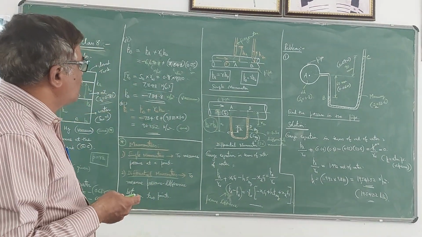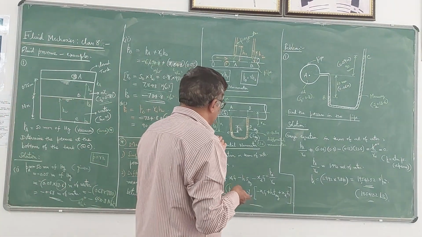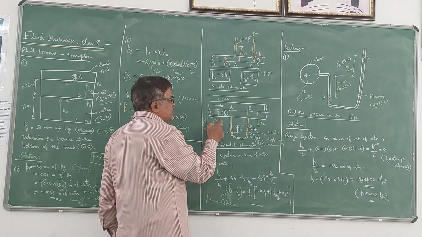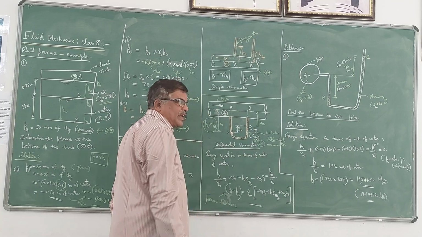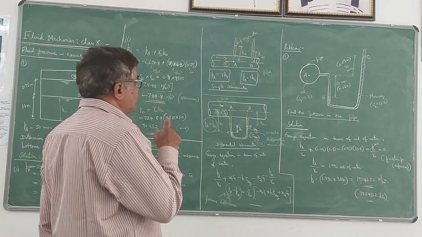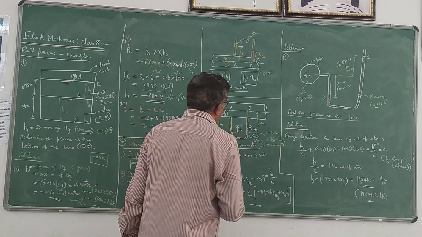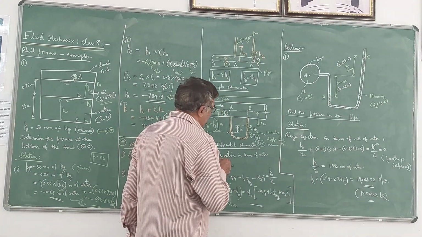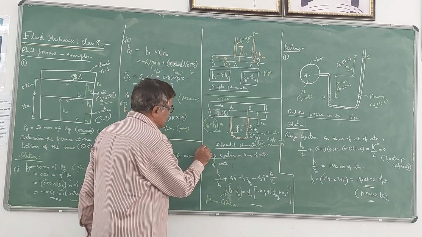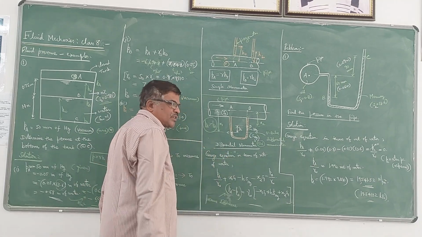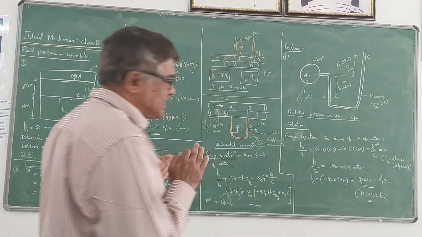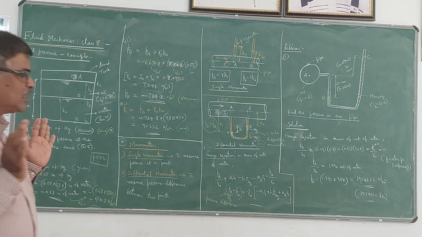Now once you know the mercury level reading, you can always find out the pressure difference between these 2 points, PA minus PB. Because PA is greater than PB, you can find the pressure difference PA minus PB by writing one important equation called the gauge equation. So this is very important. This step you have to understand clearly. In any manometer problem, if you know how to write the gauge equation, then you can solve the problem.